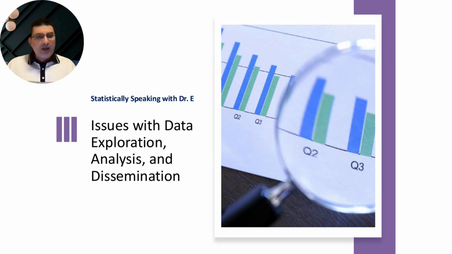Hello, everyone, and welcome back to our course on data privacy, ethics, and security. I'm very glad you're joining me today. In this video, we are going to talk about a topic that sits at the heart of modern data science, research, and decision-making: issues with data exploration, analysis, and dissemination. In simple words, we are going to talk about what can go wrong when we explore data, analyze it, and share it with others, and more importantly, how we can do better.